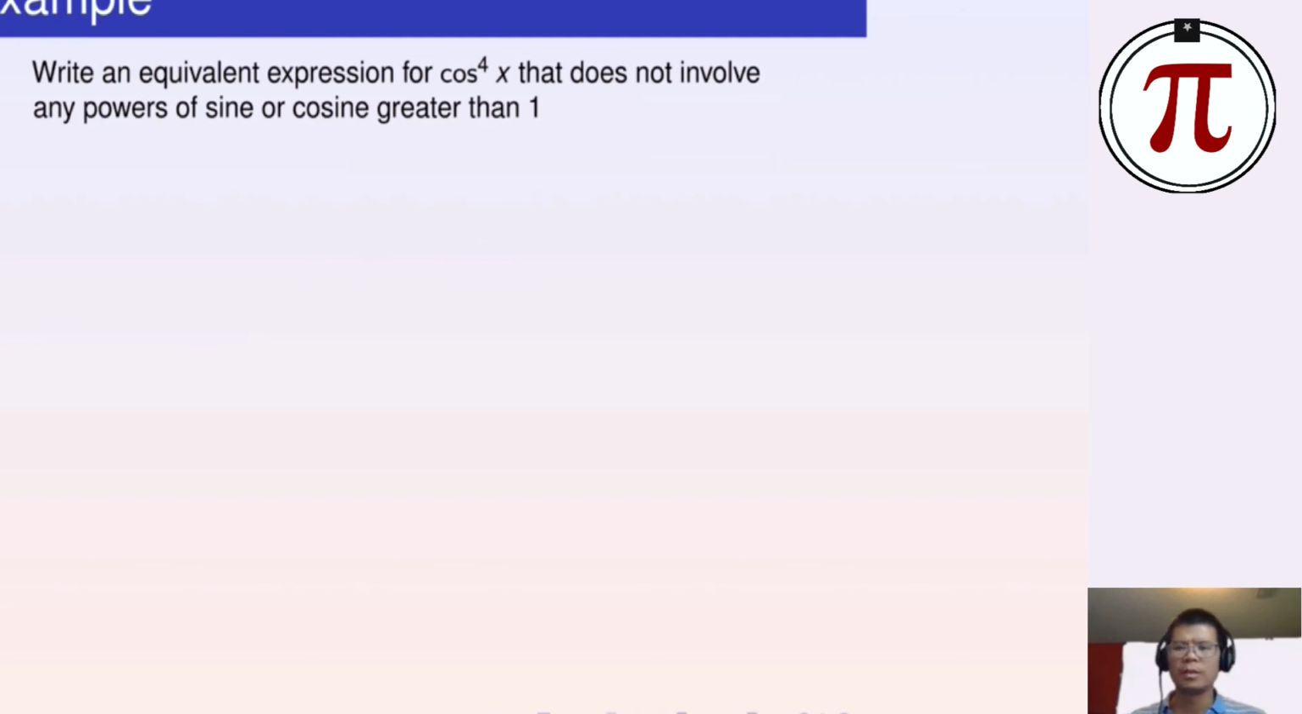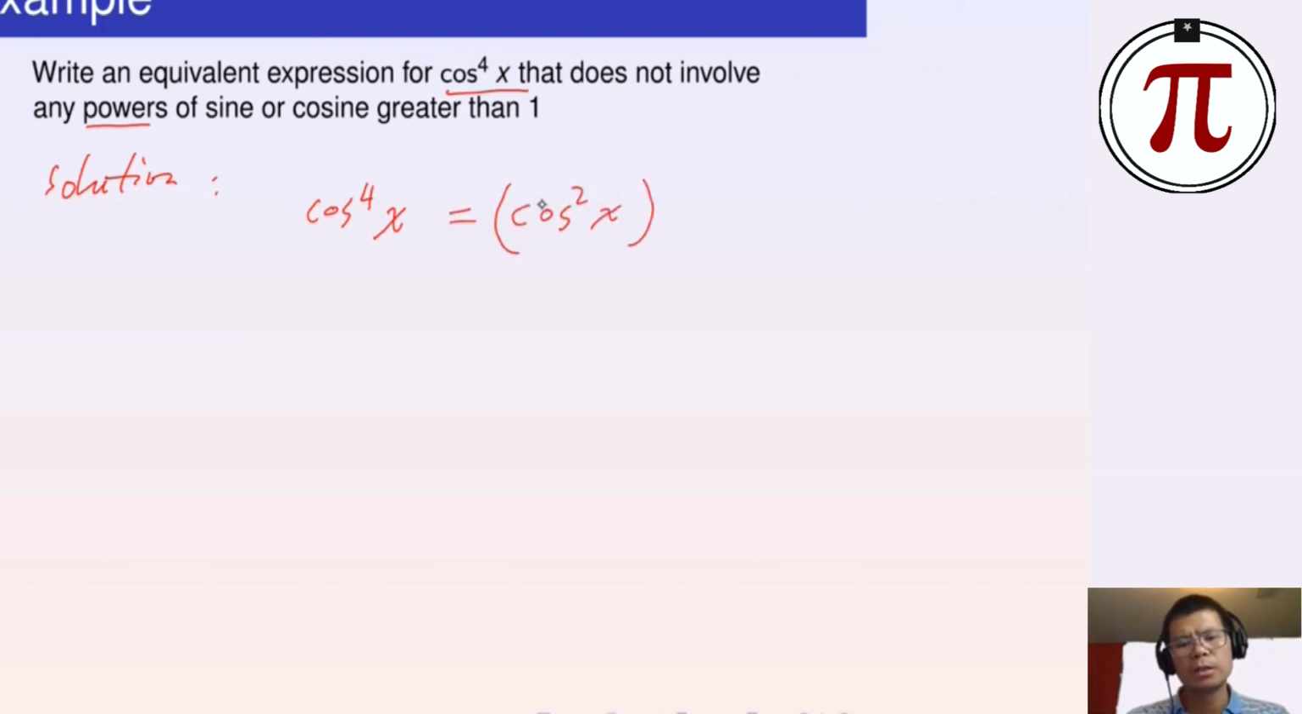All right, very good. Let's consider this one. Firstly, we have the solution here. We cannot have any powers of sine or cosine that are greater than 1. Here it is to the power of 4. Now, cosine fourth x, as we know, equals cosine squared x, squared. It's a square of a square, right?